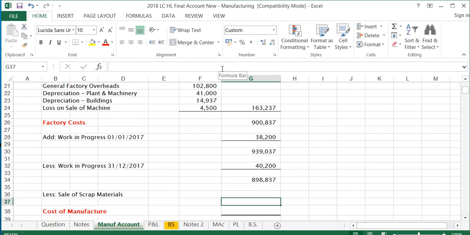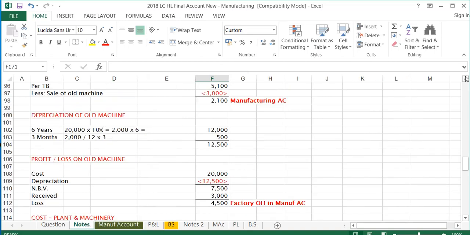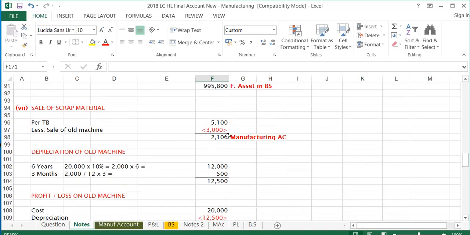Now my expense so far is 898,837, and I'm going to have to take away the sale of scrap material because that will reduce it. So if I go back to my notes, there was a note on sale of scrap material. So the correct figure of sale of scrap material is 2,100.